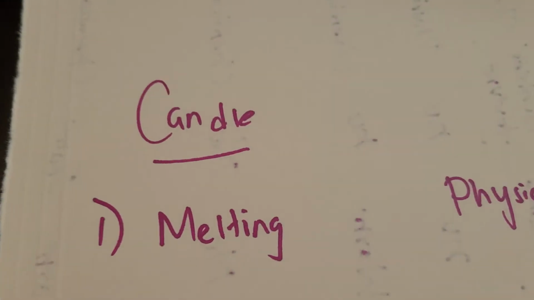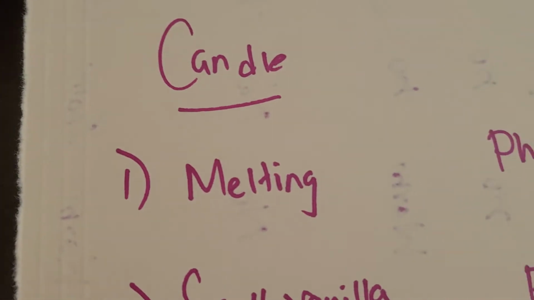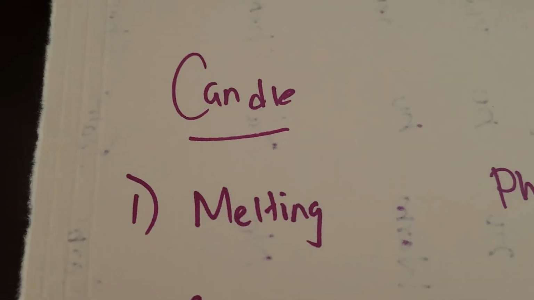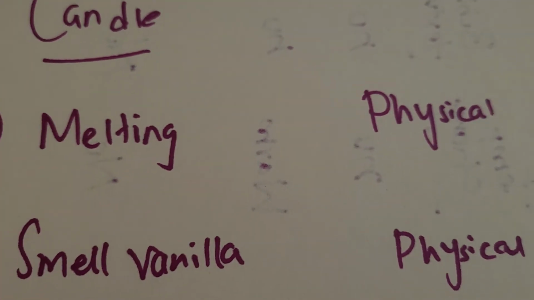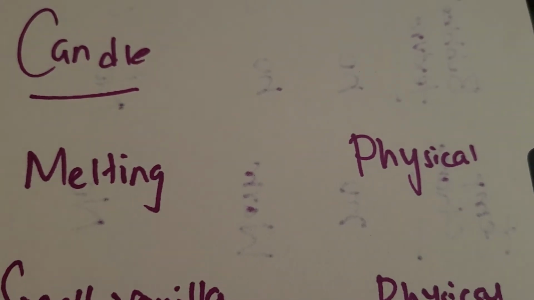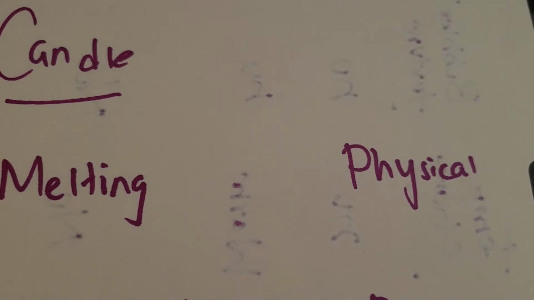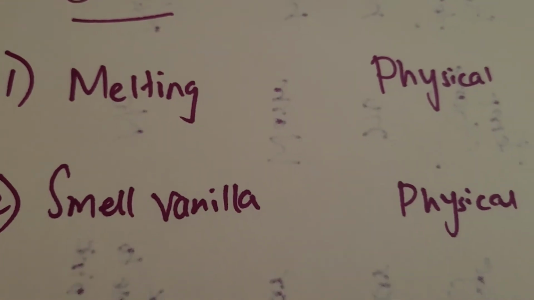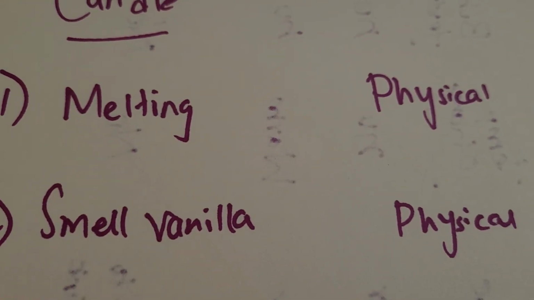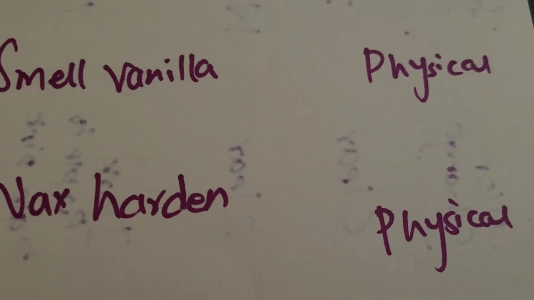I've done one more chart. This is a candle. So what happens to the candle and what are the changes? So if the candle is melting, it's a physical change. It just melts. So there's really no change in color, temperature, texture. So that's a physical change. Smelling vanilla, it's a physical change. Wax hardens, it's a physical change.